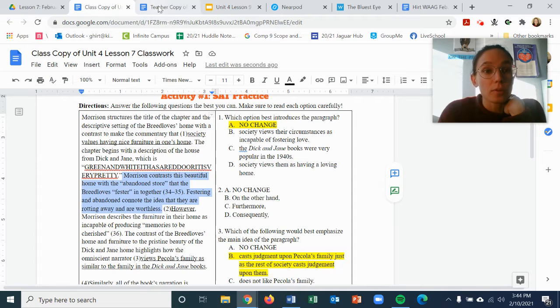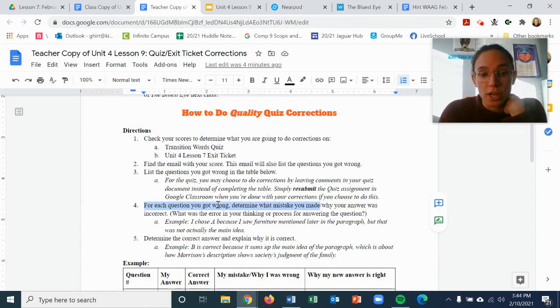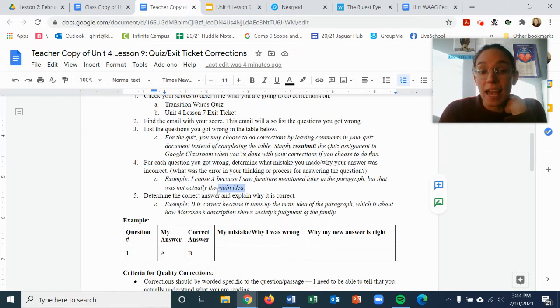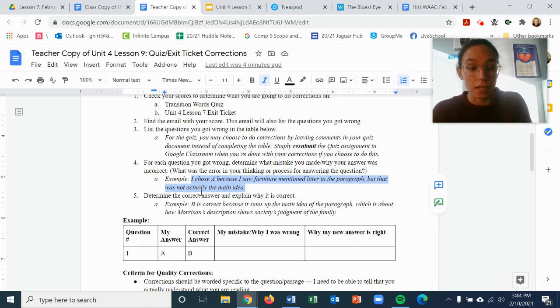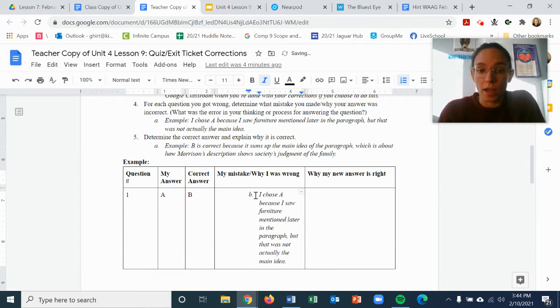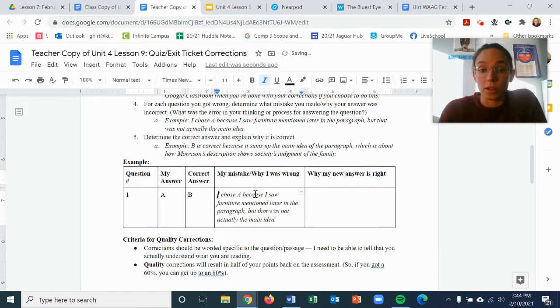The way it's described. So in my correction, I would say I chose A because I saw furniture mentioned later in the paragraph, but that was not actually the main idea. That was a detail. So that goes in this box here: my mistake, or why I was wrong. I was focusing on a detail of the furniture, not the main idea.